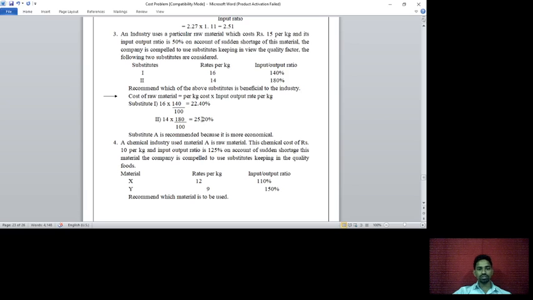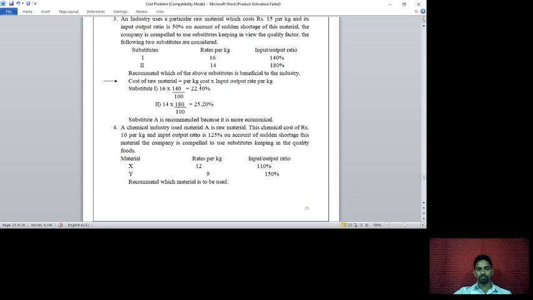Okay, so now we just have to give the suggestion which is beneficial for the production. Okay, so which one they have to purchase. Okay, so they want to purchase the first substitute because it is beneficial as well as economical. Okay, substitute A is recommended because it is more economical. Okay, so because it's more economical, that's why it is used. Okay, so like this we have to solve the problem.